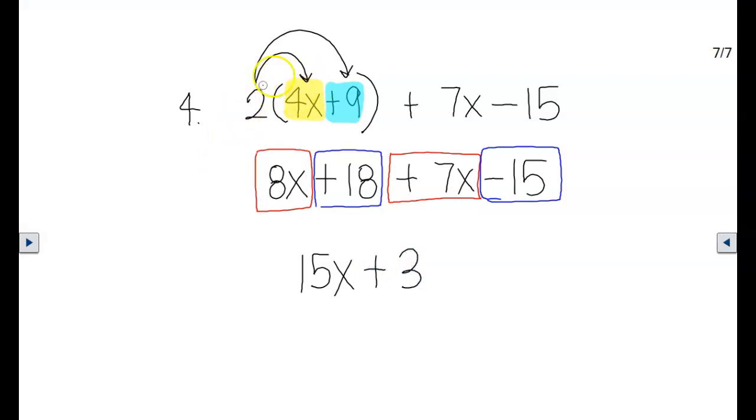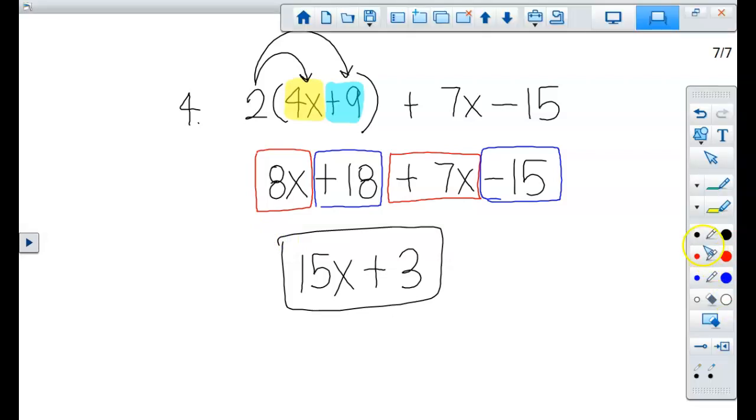So I distributed. It was necessary. I have combined like terms. It was necessary. So this should be my simplified answer: 15x plus 3. All right, next up. Let's do one more.